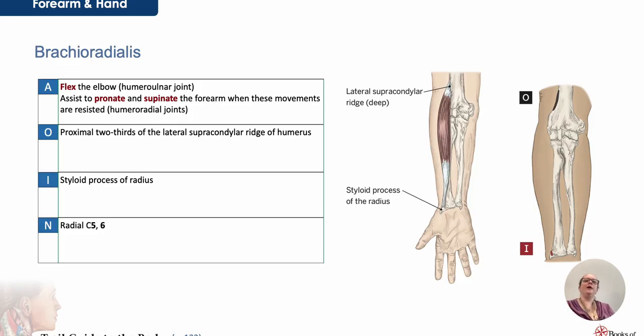So break down the word. Brachii means what? Upper arm. Radialis means what? Radius. It is on your upper arm, your humerus, and your radius. So it goes across the joints.